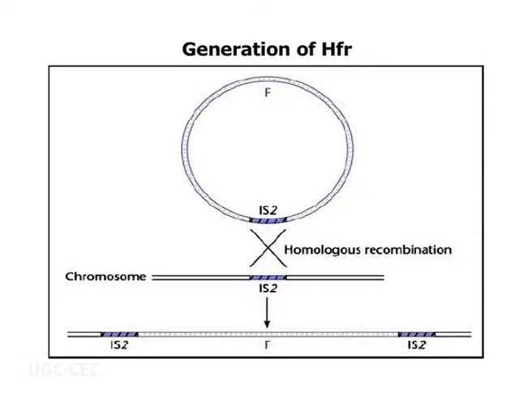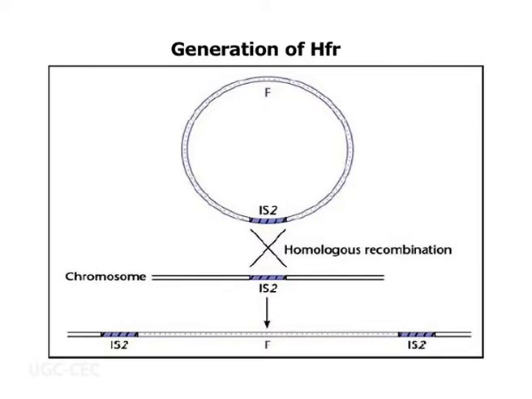So where will it integrate? Actually the plasmid, especially the F plasmid, contains insertion sequences or IS elements within the plasmid genome. And similar IS elements are also present within the bacterial genome. These are the sites responsible for the integration of the F plasmid inside the bacterial chromosome in a donor bacteria.